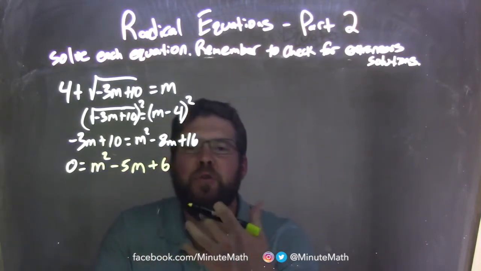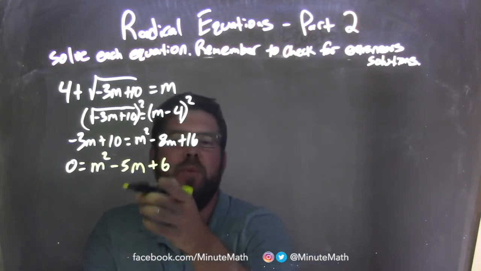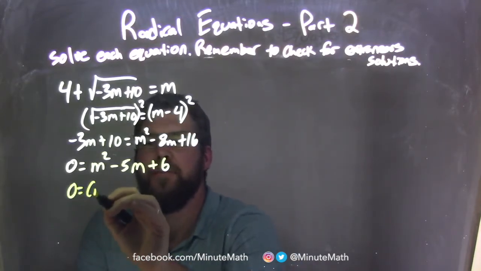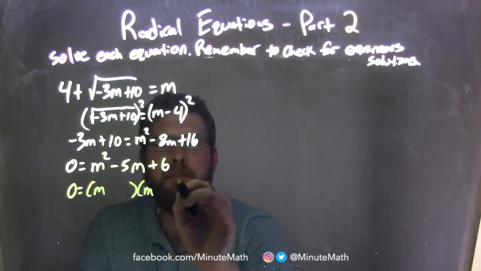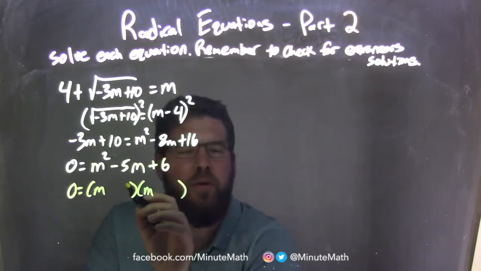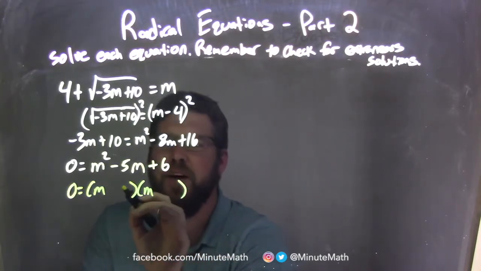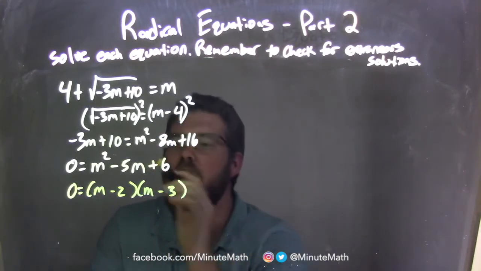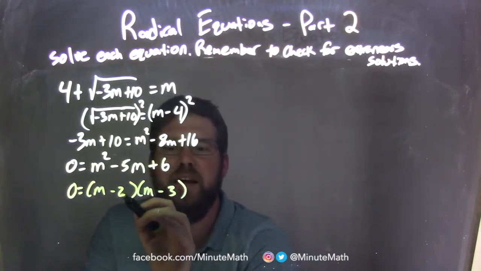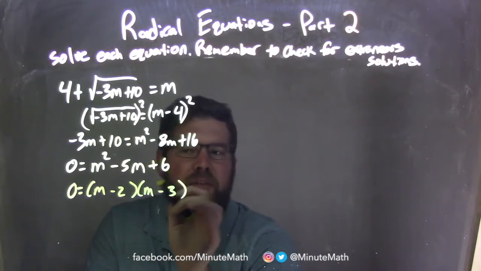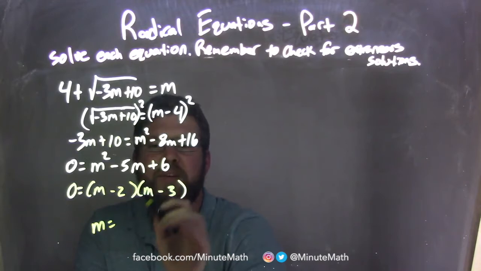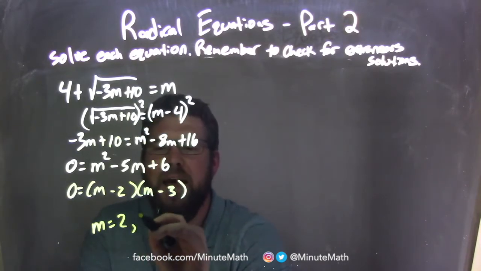From there, I need to factor. All right, what two numbers multiply to be 6 and add to be negative 5? That's going to be a negative 2 and a negative 3. Okay, so my two solutions here, right? Because negative 2 times negative 3 is a positive 6, and when we add them, we get negative 5. So my two solutions, if I set each part equal to 0, are m equals 2 and 3.